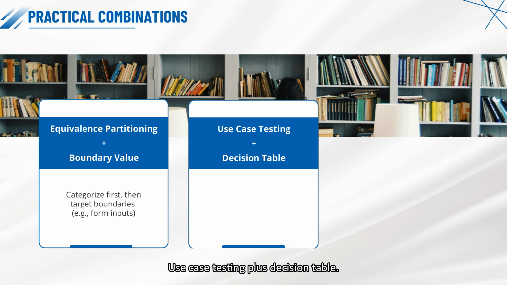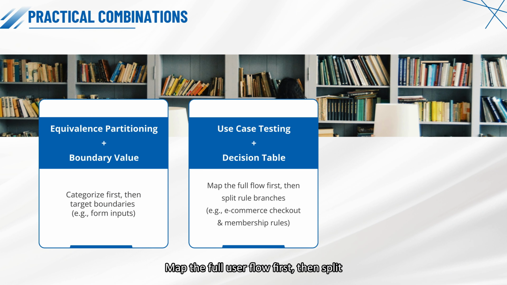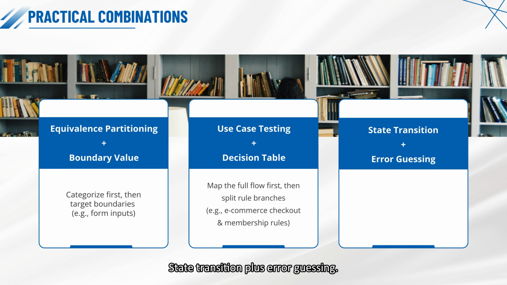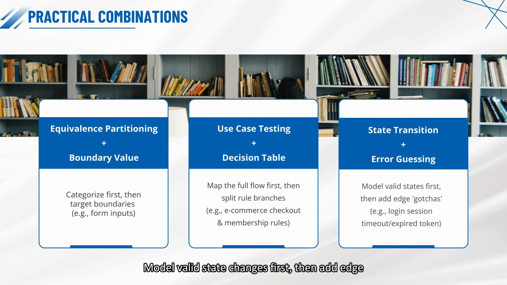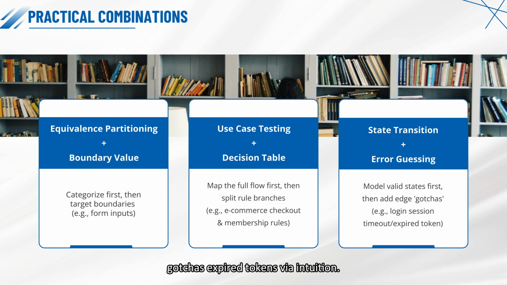Case 2. Use case testing plus decision table. Map the full user flow first, then split into rule branches with a decision table. This covers end-to-end journeys and all logic combinations. Case 3. State transition plus error guessing. Model valid state changes first, then add edge gotchas like expired tokens via intuition. Structured coverage plus experience-driven gaps.